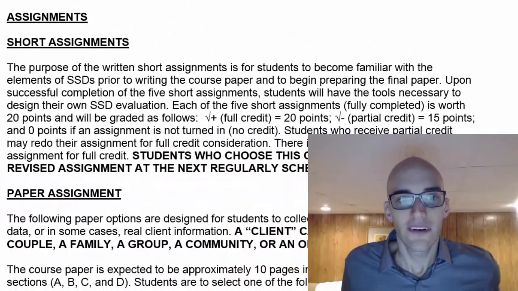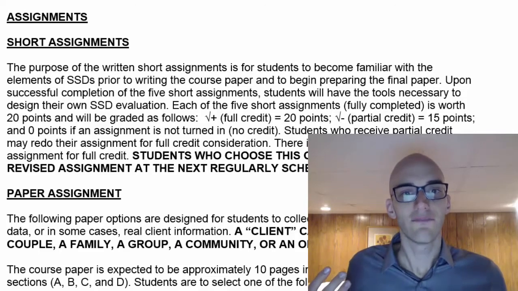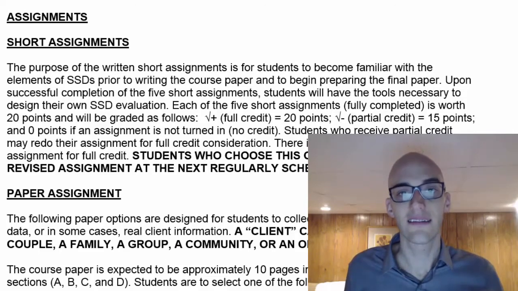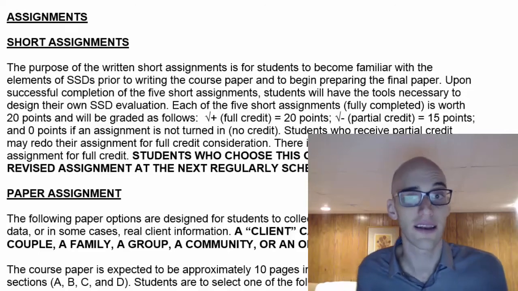All right, so assignments. For short assignments, there's going to be 5 short assignments. They're related to single system design and the course content. So you'll either receive 20 full points, 15 is partial credit, or 0 is no credit if you haven't turned it in.